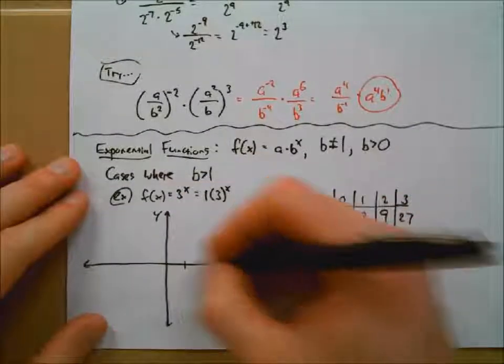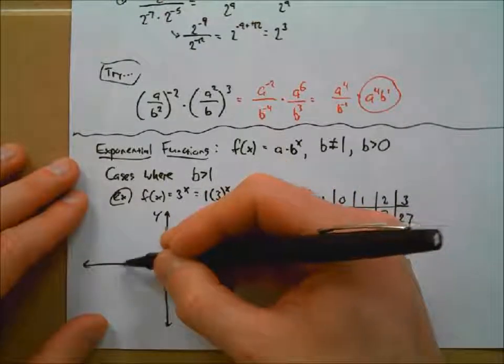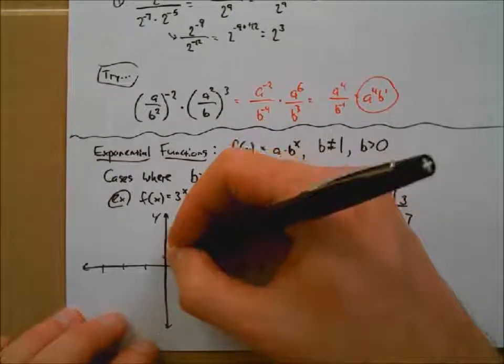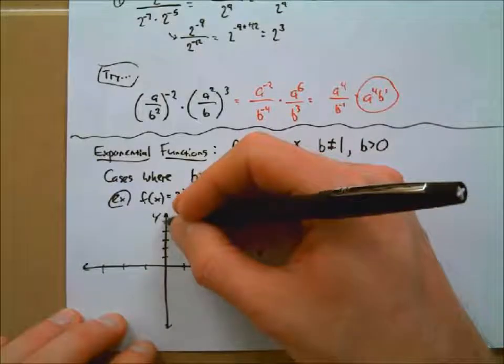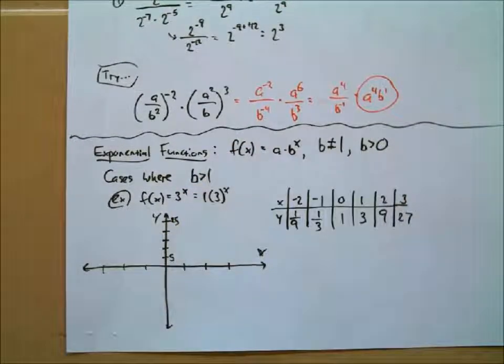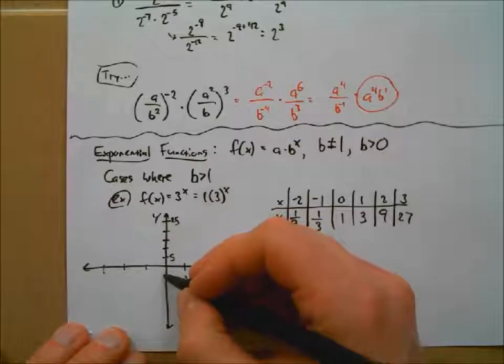Okay, so 1, 2, 3. And then, goodness, we have to go from 1/9 up to 27. So I guess I'll count by 5s on my y-axis. 5, 10, 15, 20, 25. Okay. I think I'll count by 1s on my x-axis.